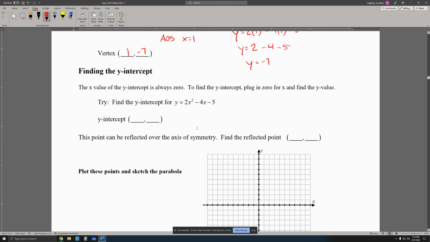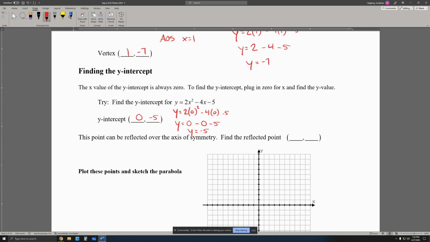Now let's talk about the y-intercept. Like we saw in our warm-up, the x value of the y-intercept is always 0. So to find the y-intercept, just plug in 0 for x and solve for y. So plugging in 0 for x, we get y is equal to 2 times 0 squared minus 4 times 0 minus 5. Well, I noticed that 0 squared is just 0, times 2 is still 0, 4 times 0 is 0, and then minus 5. 0 minus 0 minus 5 is negative 5. So our y-intercept is 0, negative 5.